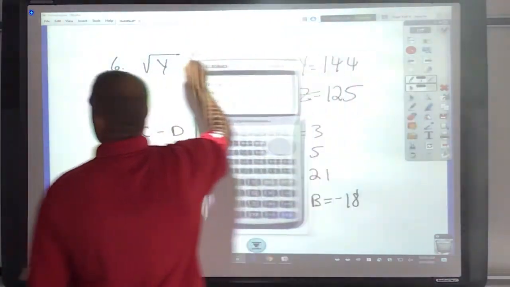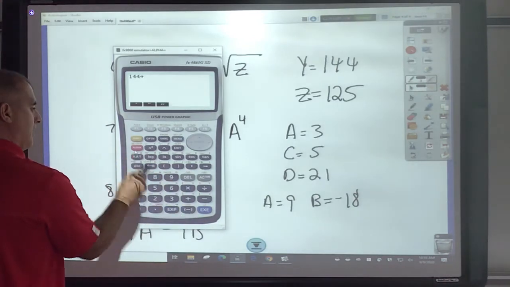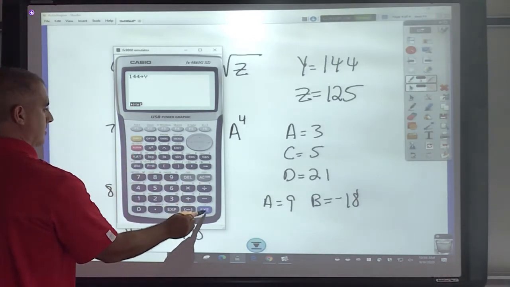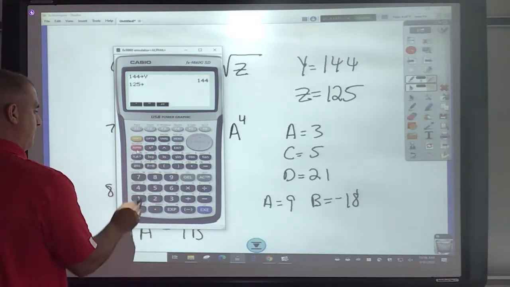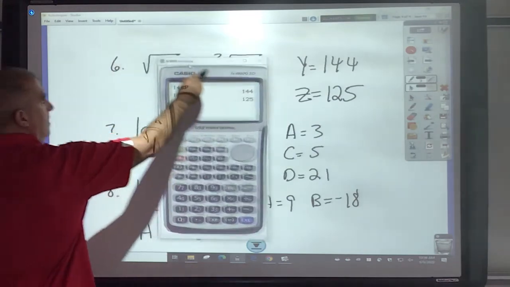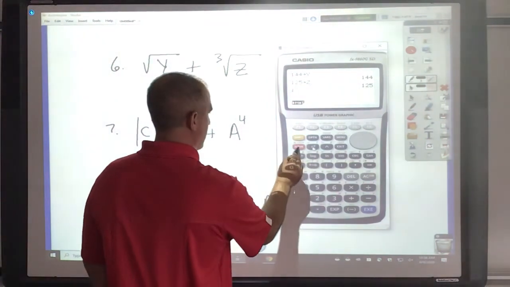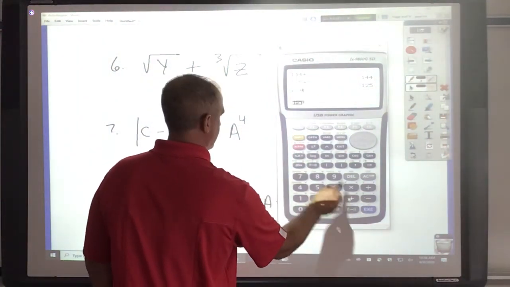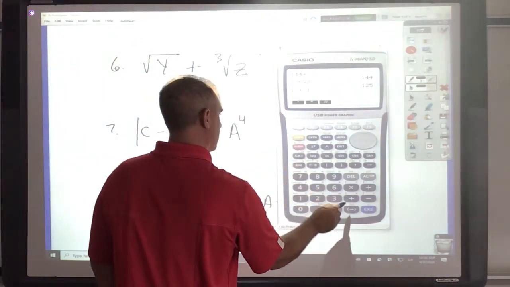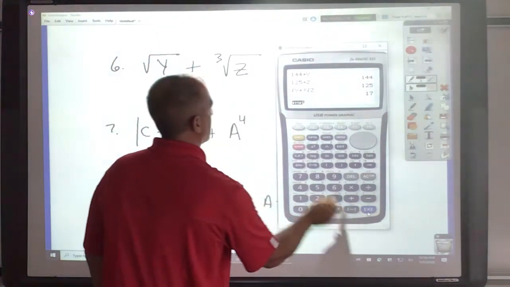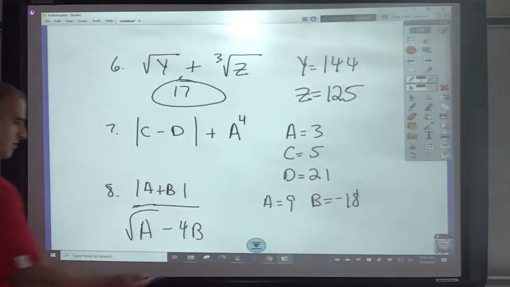So what I want to do, all right, 144 arrow alpha y. Okay, 125 arrow alpha z. Okay, all right, I want to do square root, so shift, and then right here for square root, alpha y plus shift cube root alpha z. It'll be 17.